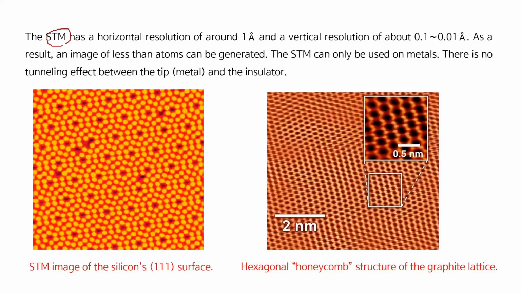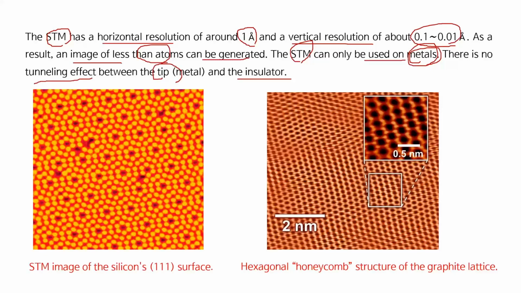The STM has a horizontal resolution of around 1 angstrom and a vertical resolution of about 0.1 to 0.01 angstrom. As a result, an image of individual atoms can be generated. The STM can only be used on metals. There is no tunneling effect between tip and insulator, so we have to use a metal sample, otherwise we cannot have the quantum mechanical tunneling electrons.